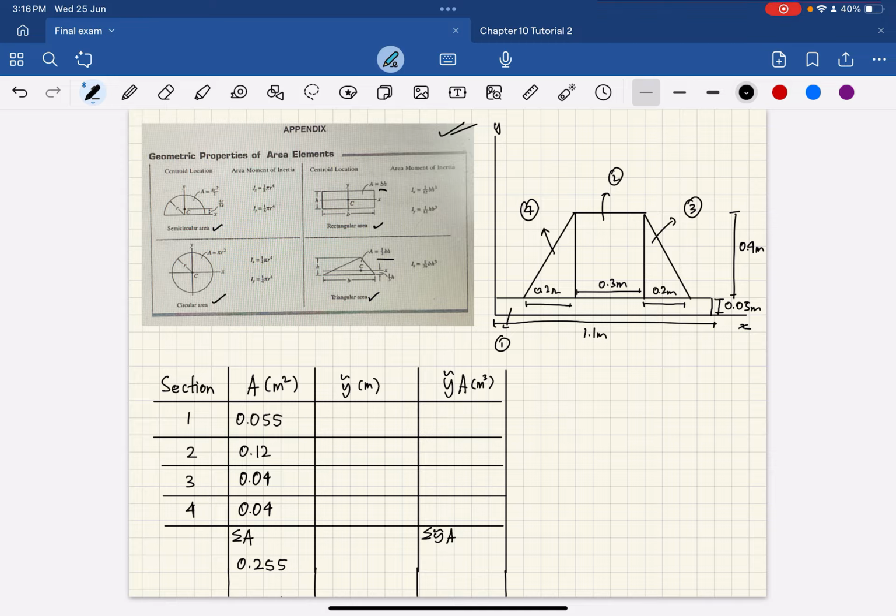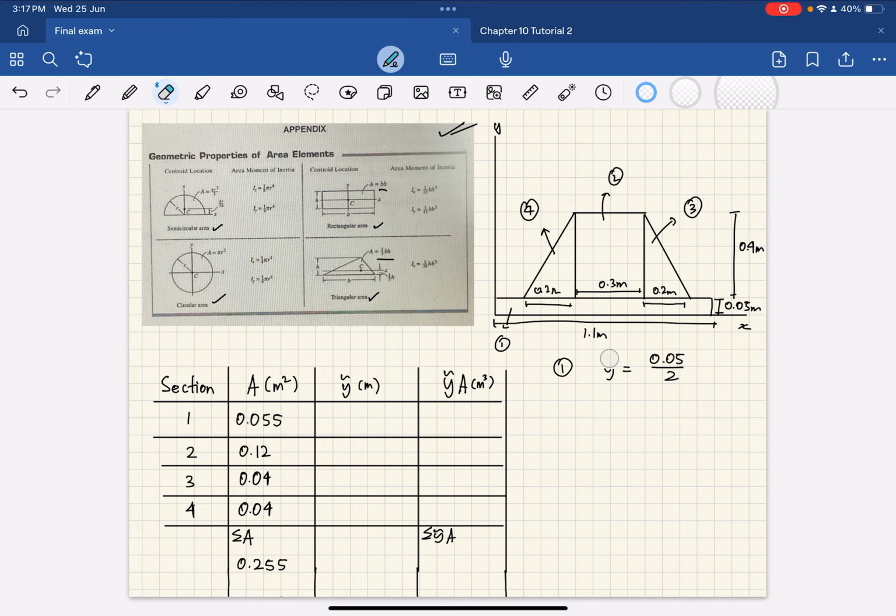Okay. Now, how about y tilde? How are you going to find y tilde? So y tilde, like I mentioned to you earlier, is the distance from the centroid of each shape relative to the reference axis, which is the x-axis in this case. Okay. So basically, x prime axis of the shape to x. So for the case of the first one, since the centroid is located right in the middle of the shape, the distance of it from the x-axis will be 0.05 divided by 2. So if we do this for section 1, the y tilde is just simply 0.05 divided by 2.